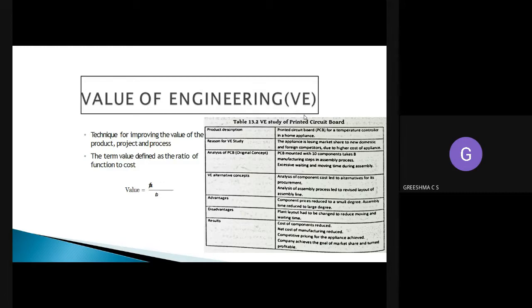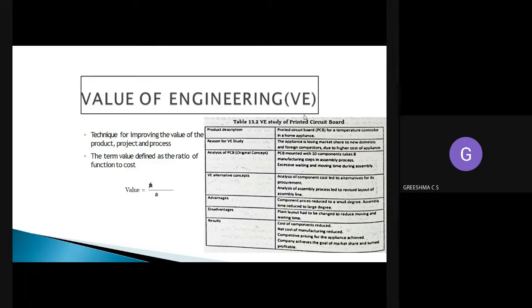Okay, if you go to foreign countries, they will be using more PCB. In our country, people are using it very less. Why? Because it is very expensive. Okay, second one is you will analyze the PCB.